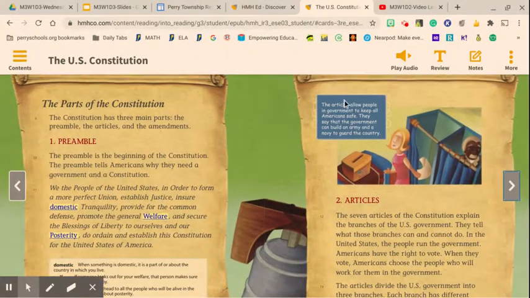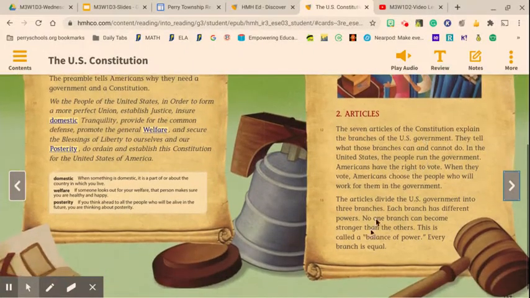Now, something that I can see, text features. Number one, I can see this caption. It says the articles allow people and government to keep all Americans safe. They say that the government can build an army and a navy to guard the country. There's an illustration right here. It reminds me of voting. And then I've got my text. So I'm going to go ahead and read this and use it with finding the central idea.